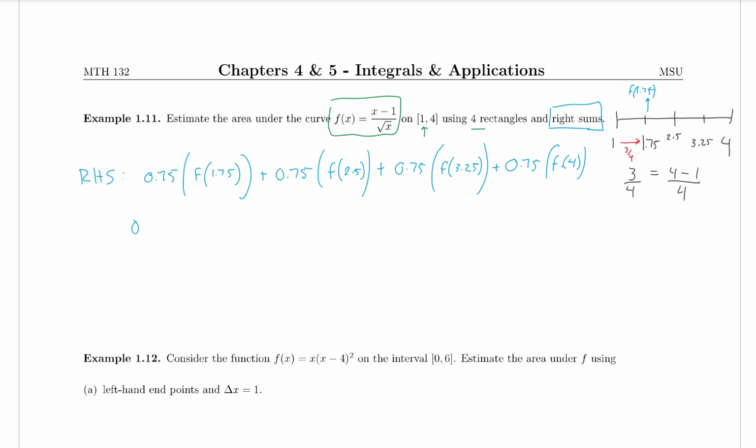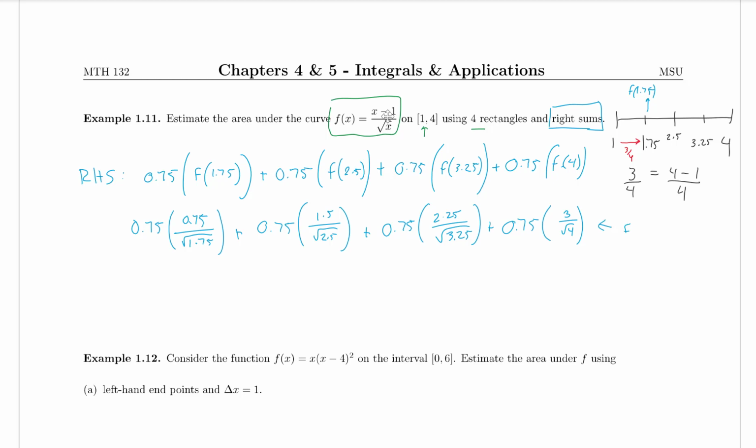Now, if we do some simplification, we get 0.75 times 0.75 minus 1 divided by the square root of 1.75, plus 0.75 times 1.5 divided by the square root of 2.5, plus 0.75 times 2.25 divided by the square root of 3.25, plus 0.75 times 3 divided by the square root of 4. And this is our final answer.